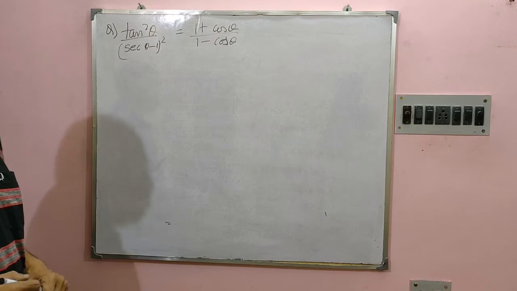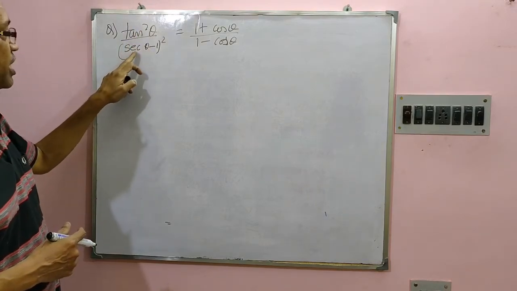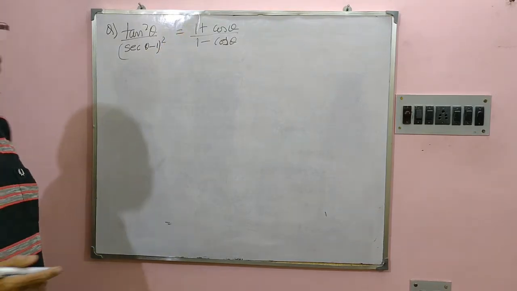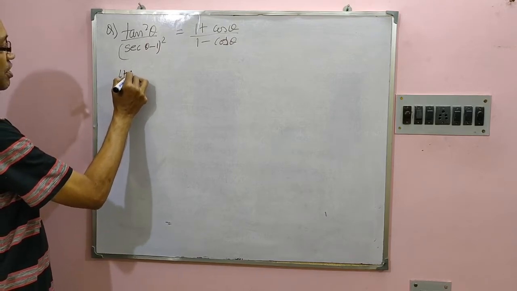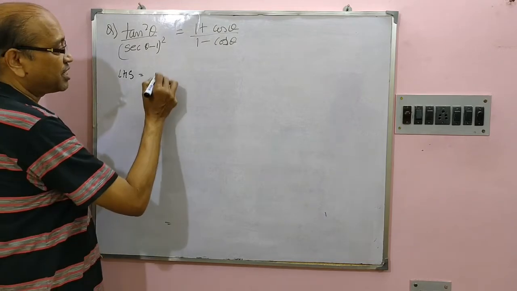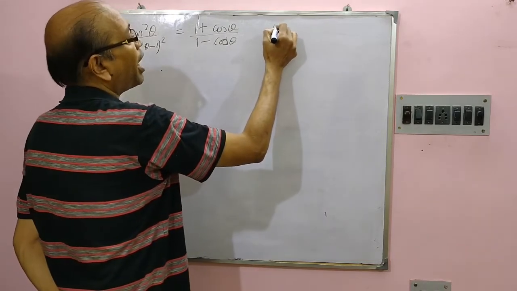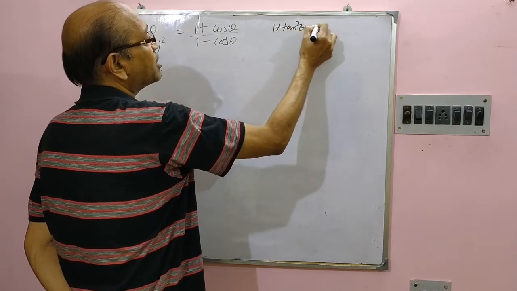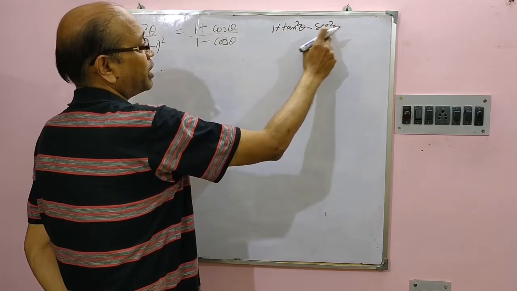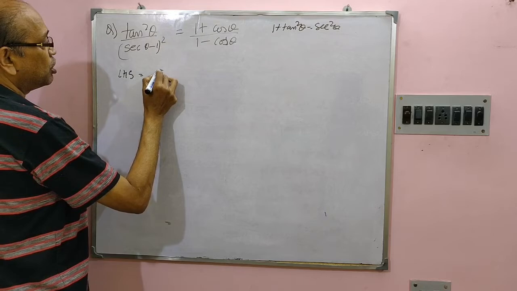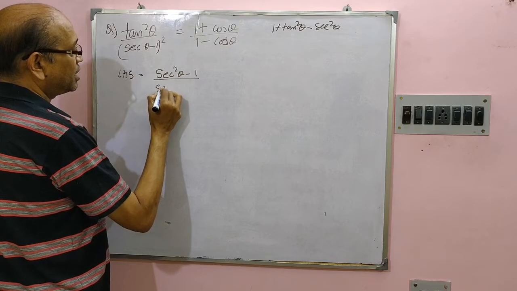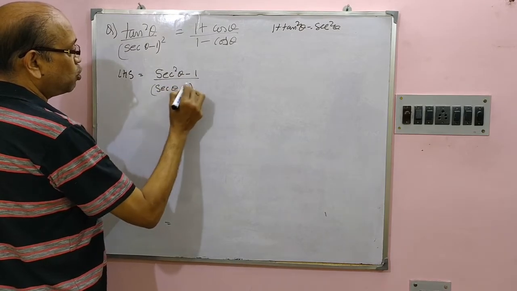Next question. Tan square theta is equal to (secant theta minus 1) whole square, which is equal to (1 plus cos theta) by (1 minus cos theta). Left hand side: tan square theta. I know we have the formula 1 plus tan square theta is secant square theta, or tan square theta can be written as secant square theta minus 1. So it can be written as (secant square theta minus 1) by (secant theta minus 1) whole square.